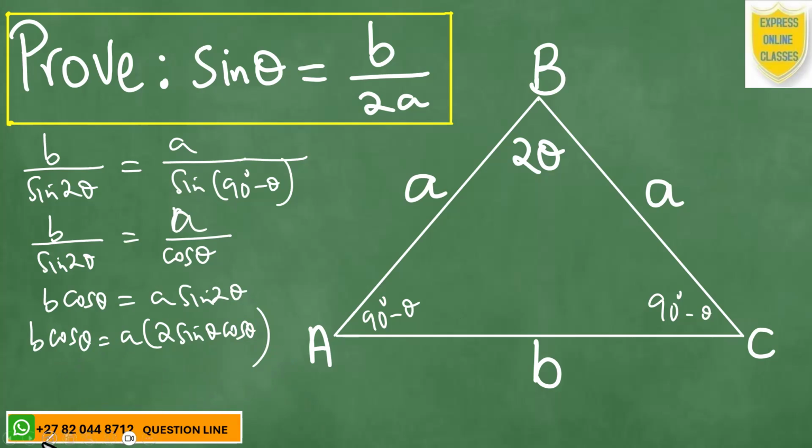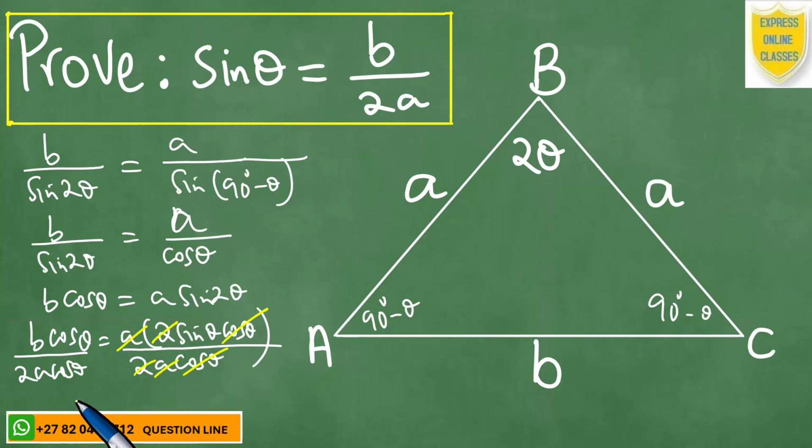So if we have this, we can be in a position to simplify this. The question therefore is, how do we simplify this? So we can divide both sides of the equation by the following. Because we want to make sine theta the subject, we can divide by 2a cosine theta. We also divide by 2a cosine theta on the other side. All right.